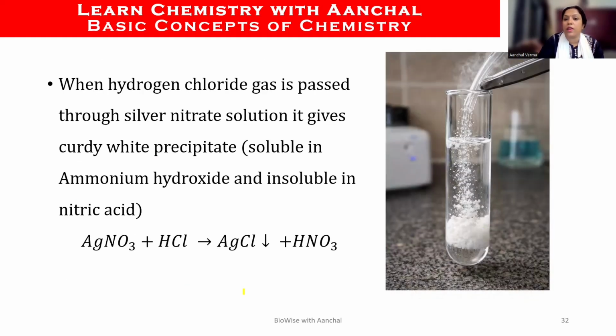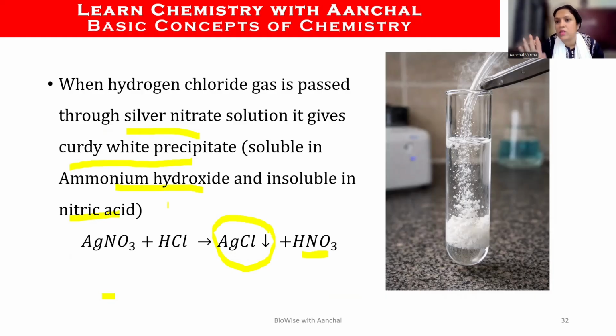Then when hydrogen chloride gas is passed through silver nitrate, it produces a curdy white precipitate, soluble in ammonium hydroxide and insoluble in nitric acid. So you can see here AgCl is insoluble in nitric acid. That is why it is forming a precipitate. But when you add this precipitate to ammonium hydroxide, it will get dissolved in it.